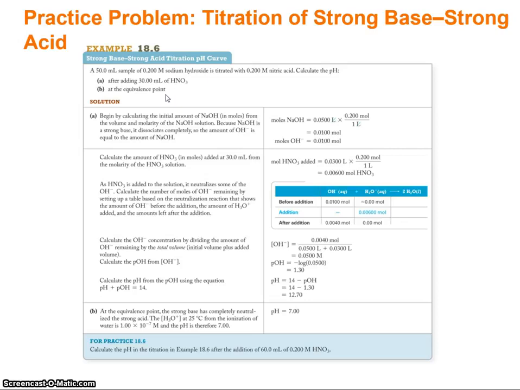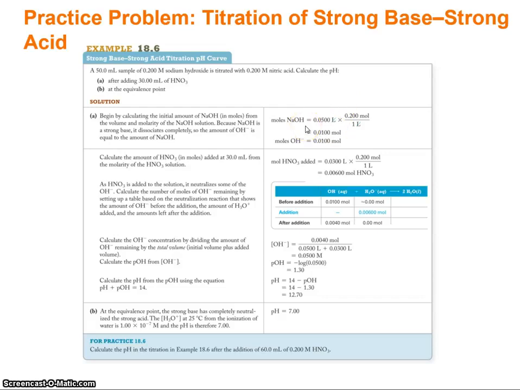At the equivalence point, because it's a strong acid and strong base, it's a pH of 7. It's neutral. Weak acid and weak base is going to be different, right? So if it's a weak acid with a strong base, the pH would be above 7. This is a strong acid, strong base. Figure out what it is after 30 milliliters of nitric acid.